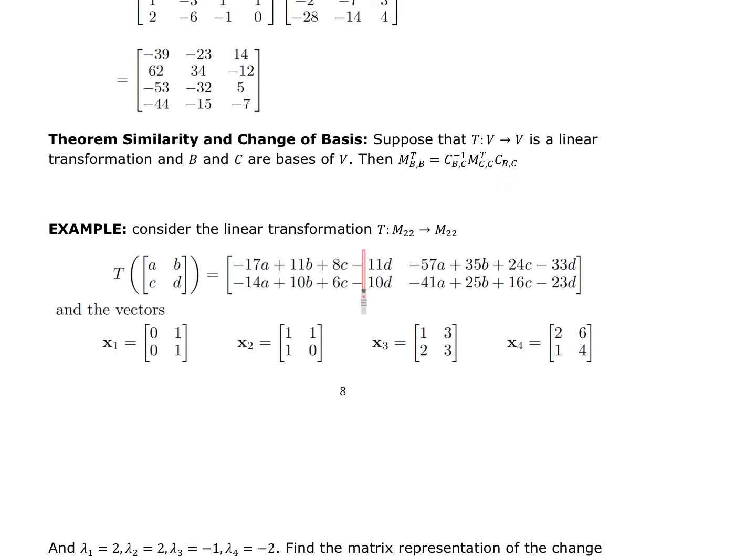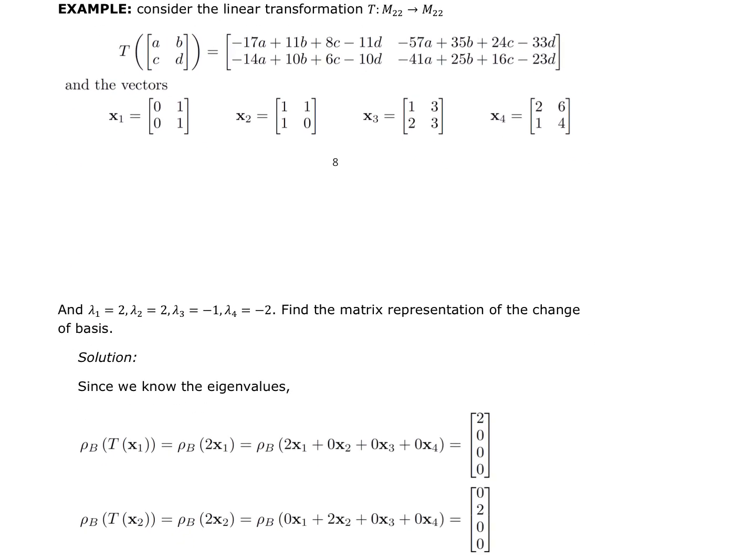Whew, holy smokes. Now, let's consider this linear transformation, where these are my vectors, which, as you can see, are really 2 by 2 matrices, but we're going to call them vectors because we're in a vector space. And we know from our previous example that if these were my vectors, we found that these were actually eigenvectors with these eigenvalues associated to them. We want to find the matrix representation of the change of base. Since we know the eigenvalues, and you're thinking, why did I need to know eigenvalues? Well, here they come into play.